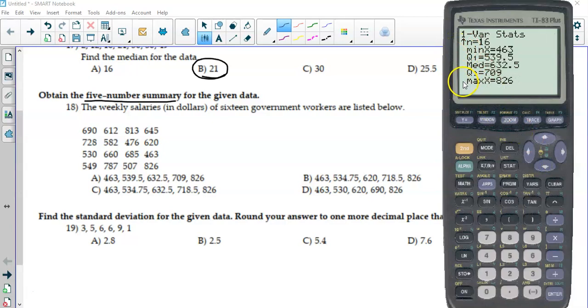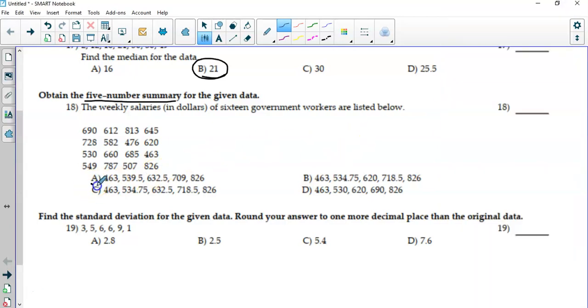That's my 5-number summary. So 463, 539.5, 632.5, 709, 826. It looks like my answer is A. That's my 5-number summary.